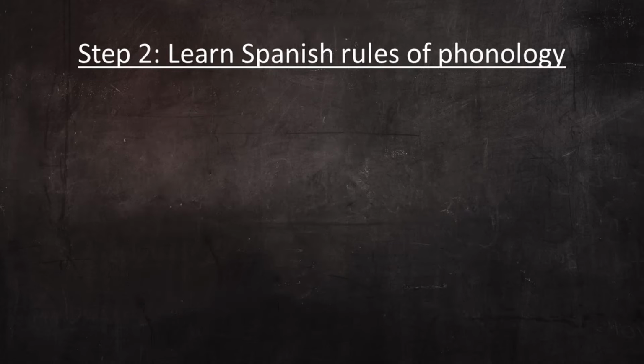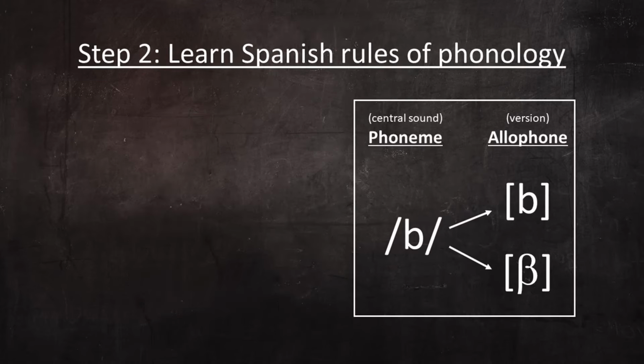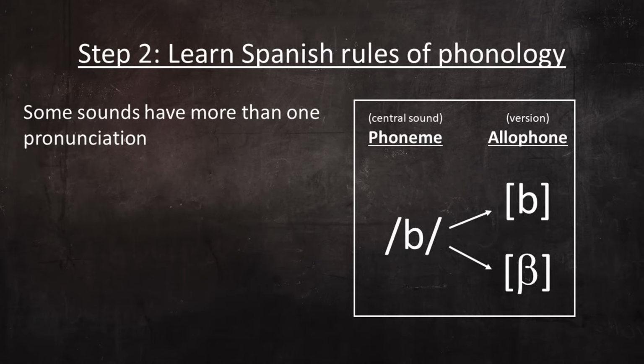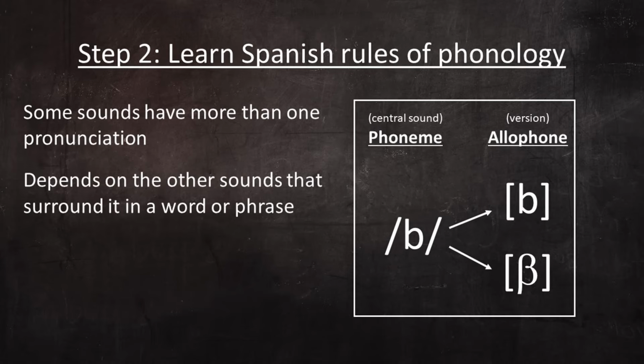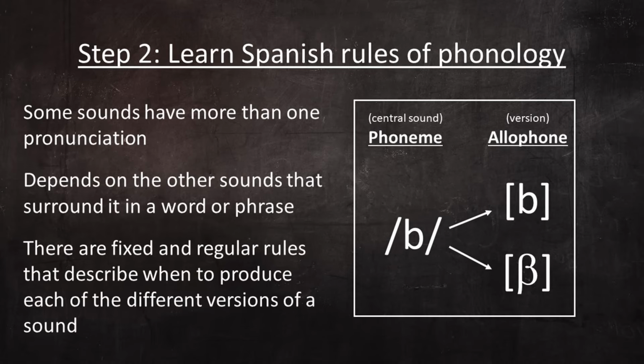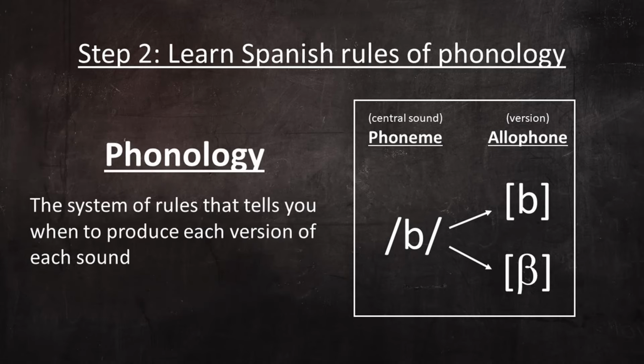Step 2. Learn Spanish rules of phonology. It's important to understand that some sounds have more than one pronunciation. Whether you pronounce one version of a sound or another depends on the other sounds that surround it in a word or phrase, and there are fixed and regular rules that describe when to pronounce each of the different versions of a sound. The system of rules that tells you when to produce each version of a sound is what's known as phonology, and in order to pronounce Spanish correctly and accurately, you must not only learn to pronounce individual Spanish sounds and even whole words correctly, but you must internalize the rules of Spanish phonology so that you produce the correct version of each sound depending on its phonetic context.